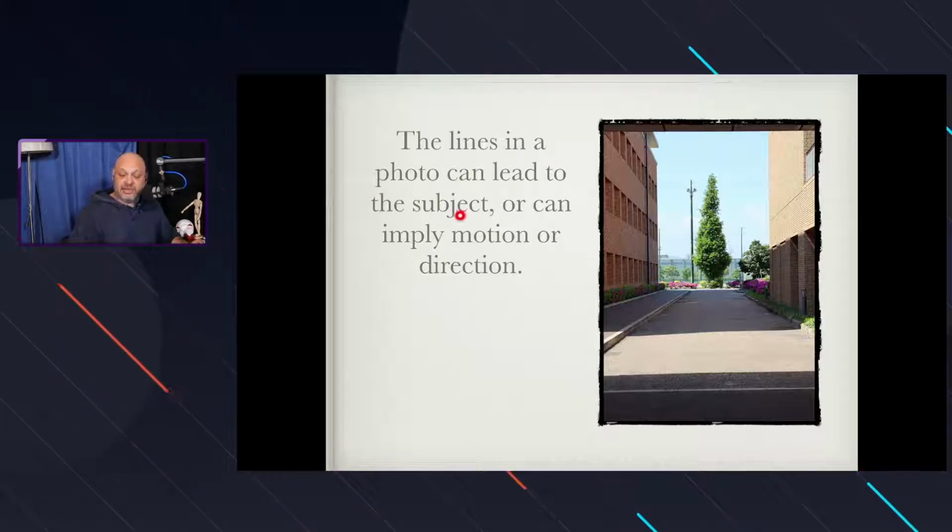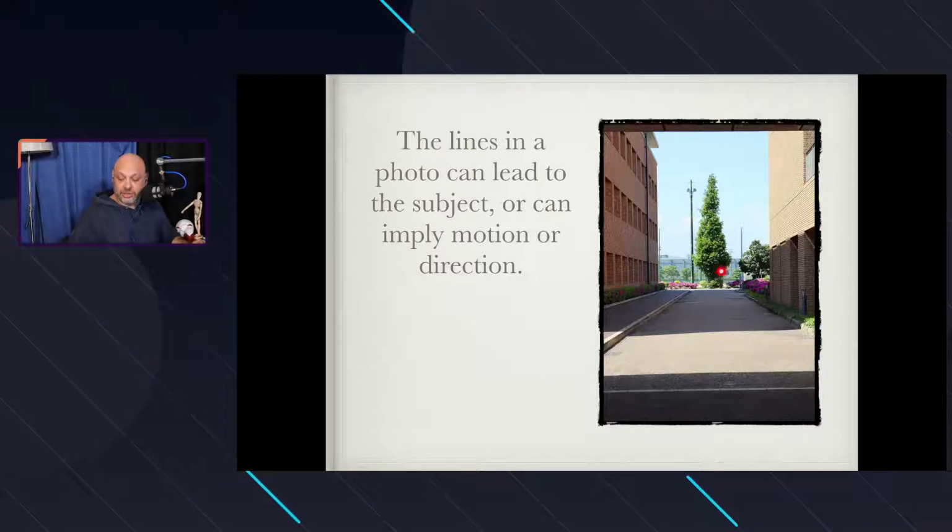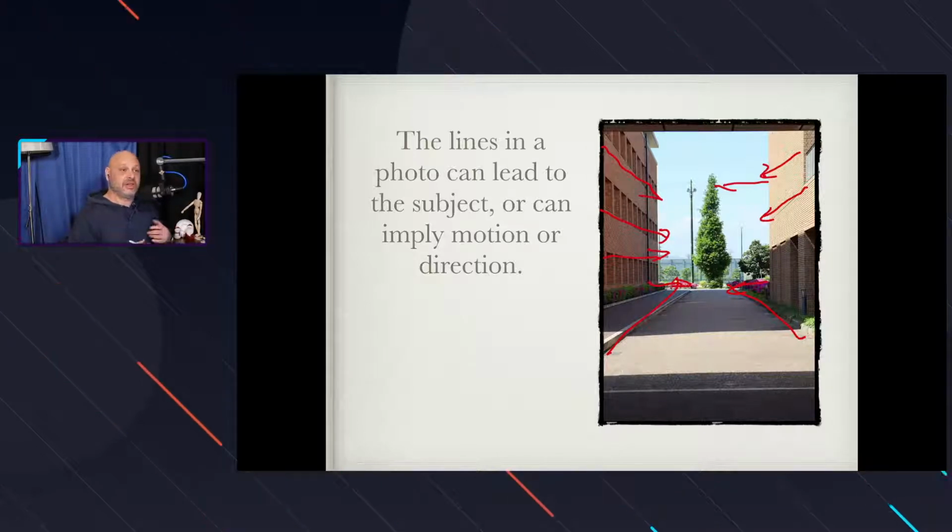The lines in a photo can lead to the subject or can imply motion or direction. The other one is more implied direction and not so much motion. But with this, I got this big tree here, and I got all of these lines moving towards this tree, right? So even the lines in the building are pointing at that tree, and if you really look in there, the brick lines are there too. And then of course the road, right? Everything's pointed at it, as if something is special about this tree. I want you to look at that tree.